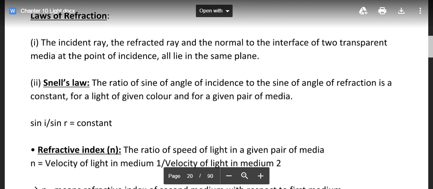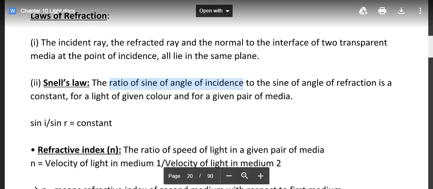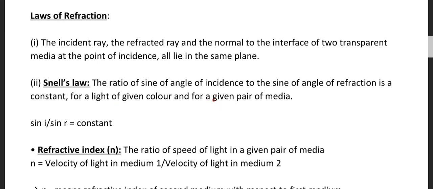This plays an important role. This formula we are going to use in case of numericals. I will show you a table. You have to learn that table in order to solve the formulas related to this. Don't worry, I will teach you about some concepts of maths also. So in this, sin I by sin r is equal to constant. That's why we have called the ratio of sine of angle of incidence to the sine of angle of refraction a constant, right? Sine of angle of refraction is a constant for a light of given color and for a given pair of media.